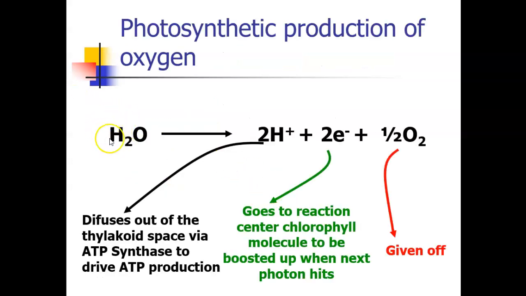We can even follow the molecules in water to think about what happened to the hydrogen ions. Well, those are the hydrogen ions that are building up in that thylakoid space that are ultimately going to flow back through ATP synthetase. Those electrons, well, that's what we were following. We were following them going through the electron transport chain after being bounced into that higher electron status. And the oxygen, that's waste given off.